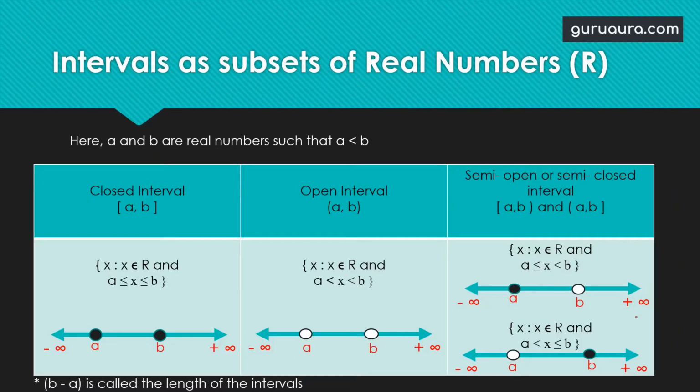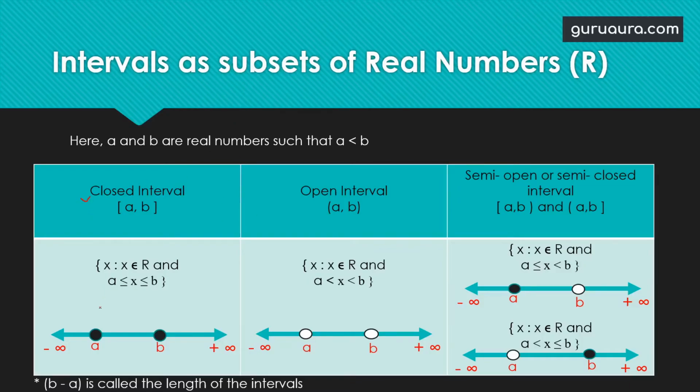Let's see intervals as subsets of real numbers. Intervals are an alternative way of designating the subsets of the set of real numbers. There are three types of intervals: closed interval, open interval, and semi-open or semi-closed interval. Let's see what are closed intervals.